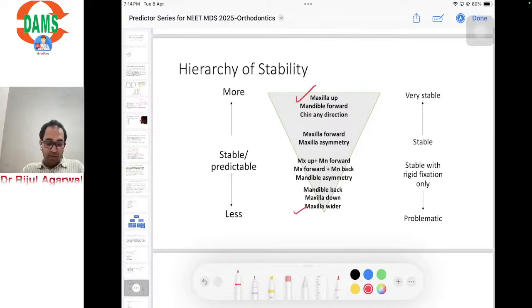Just remember this hierarchy of stability flowchart. I have written them in the order which you should know: least stable, most stable, and all.